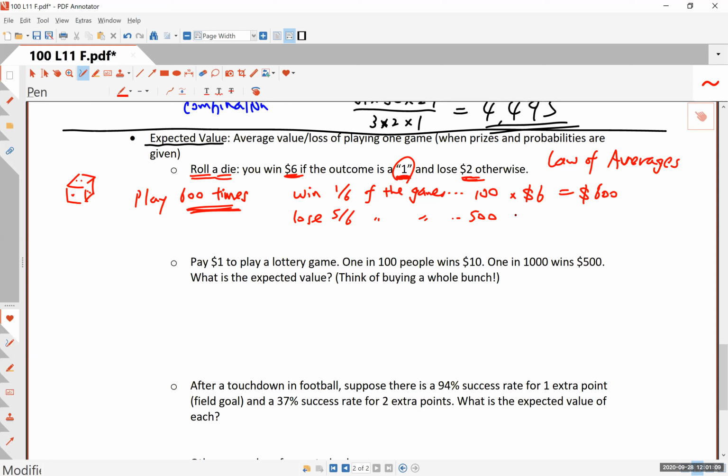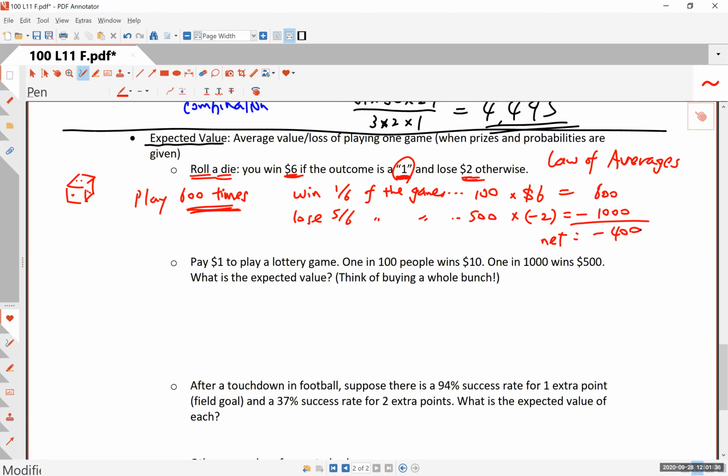And how much do you lose? Each time you lose $2. Put -2. And so that's -$1,000. So after 600 games, you will have gained $600, but you would have lost $1,000. So the net gain is going to be -400.